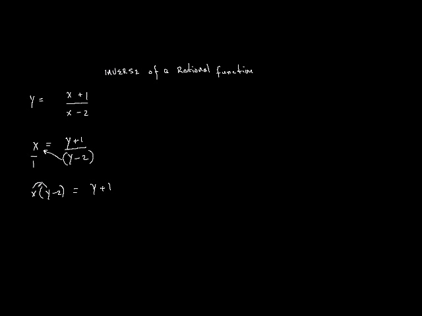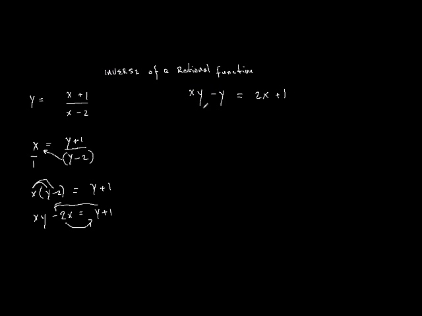Now I'm going to FOIL the x inside this bracket, and I'm going to get xy minus 2x equals y plus 1. Let's now bring the y's to one side and the x's to the other. So xy stays on the side because there's a y. Minus y, because I'm bringing this y to the other side, equals positive 2x, because I'm bringing the 2x to this side, plus 1.